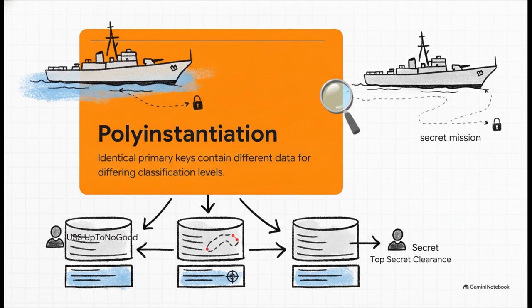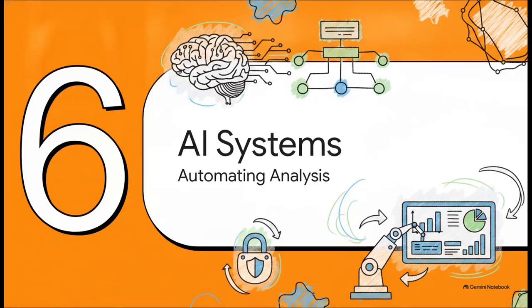Imagine a database tracking naval ships. A ship called the USS Up to No Good goes on a top-secret mission. If a user with only a secret clearance suddenly can't query that ship's location, they're instantly going to infer something is up. Polyinstantiation fixes this by creating two records with the exact same primary key. So the user with a secret clearance queries the database and sees a decoy routine patrol location, while a top-secret user queries the exact same key and gets the real classified coordinates. Pretty brilliant, right? All right, moving to Section 6, Knowledge-Based AI Systems.